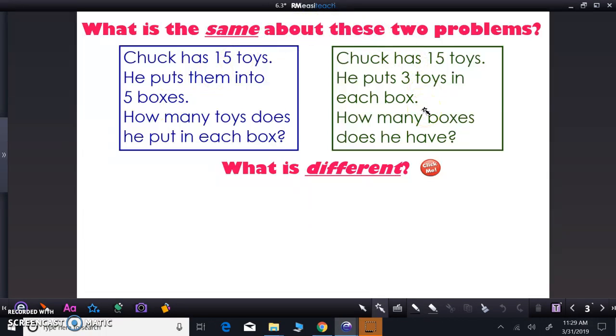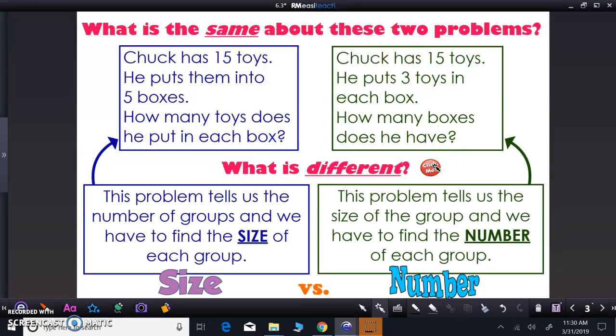In the green problem, we know that he puts 3 toys into each box. In this problem, we have to figure out the number of equal groups we have. So, the blue problem tells us the number of groups, and we are required to find the size of each group, or how many toys go into each box. In the green problem, we are told the size of the group, or how many toys go into each box, and we are required to find the number of groups. So how many boxes, or how many groups does Chuck have?